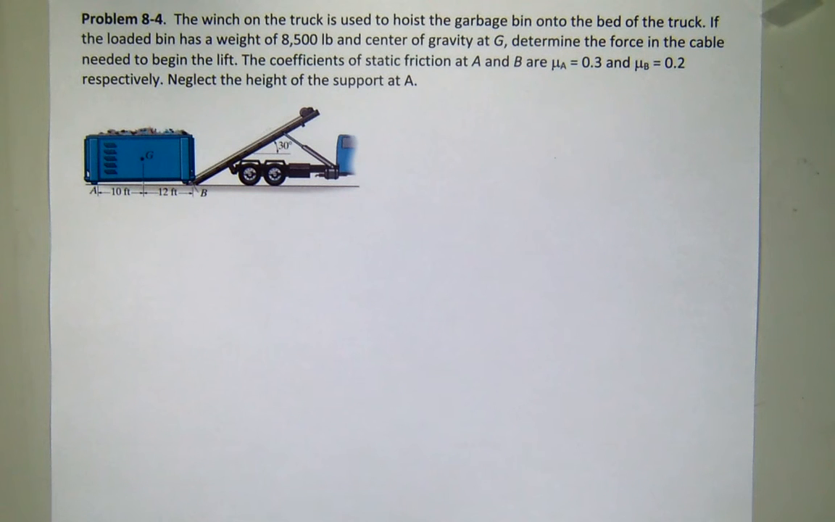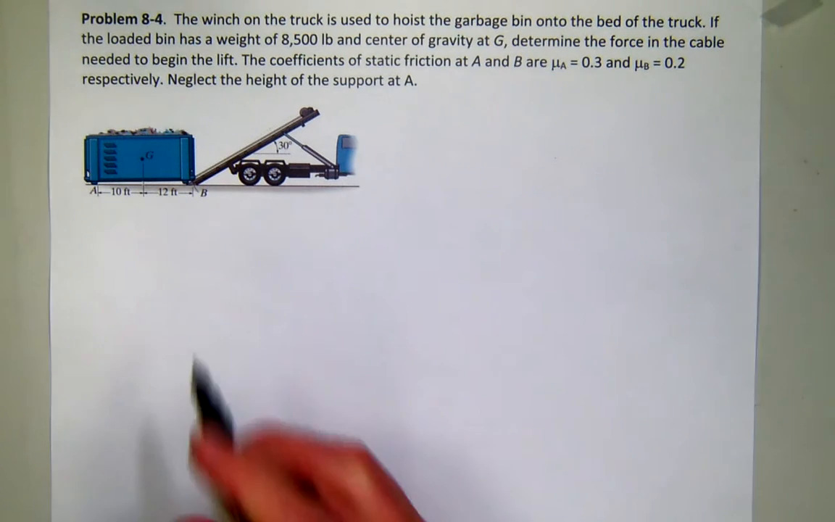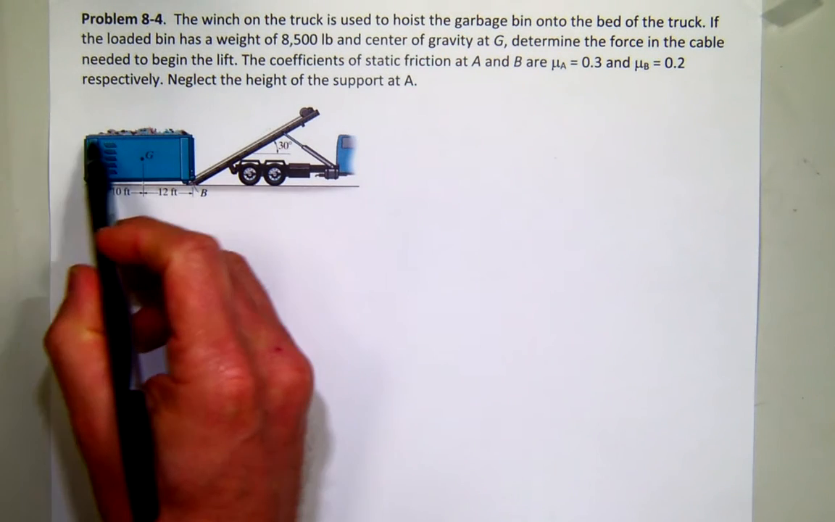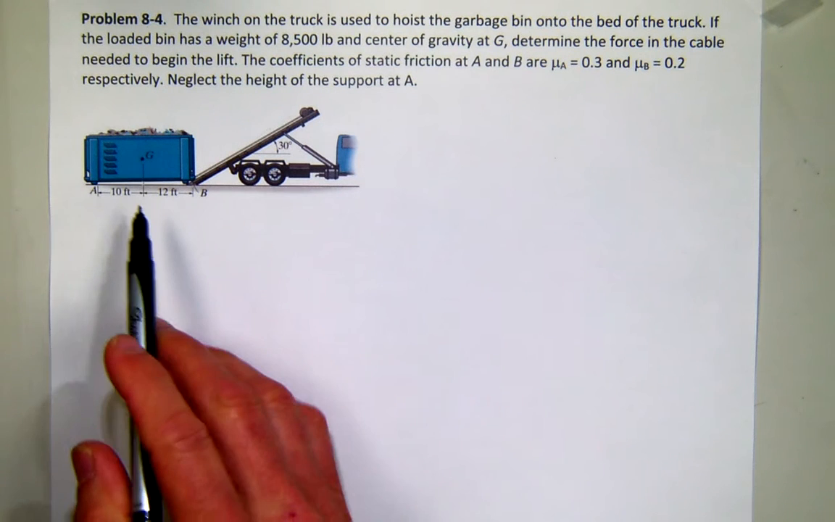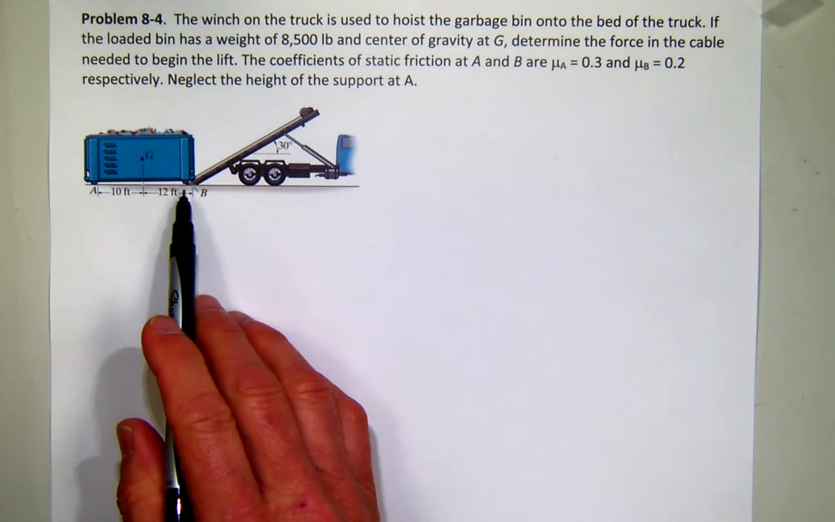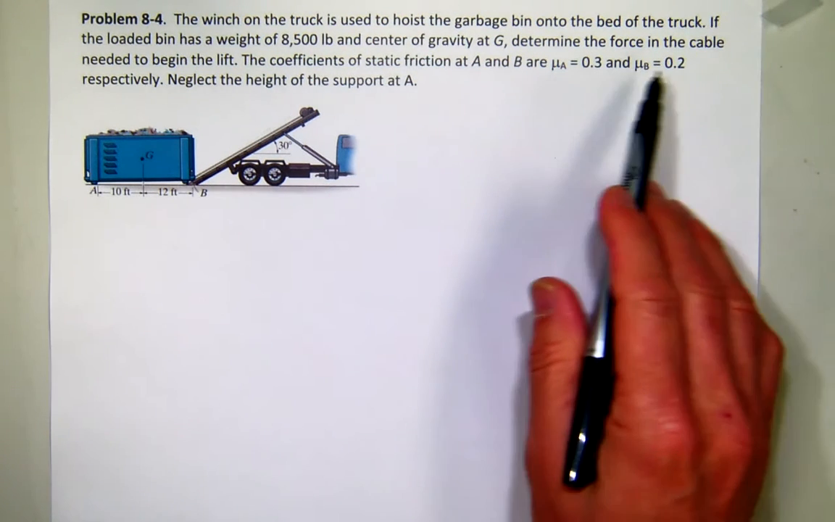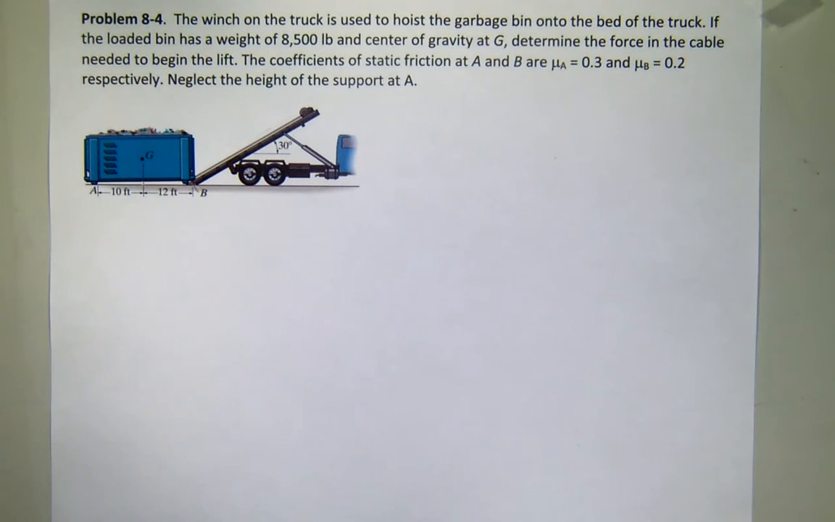Okay, so let's begin this problem. As we talked about a second ago, we've got an 8,500 pound rubbish bin. You can see the center of gravity there. And I've got contact points at A and B, with different coefficients of friction.